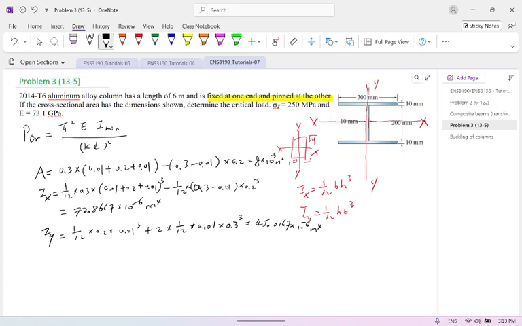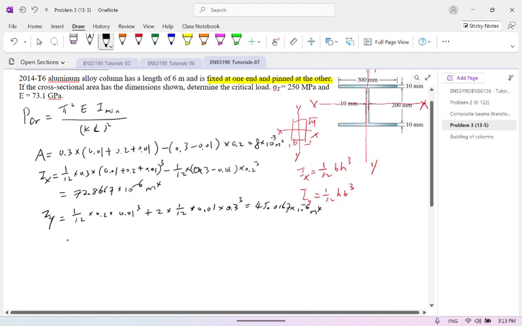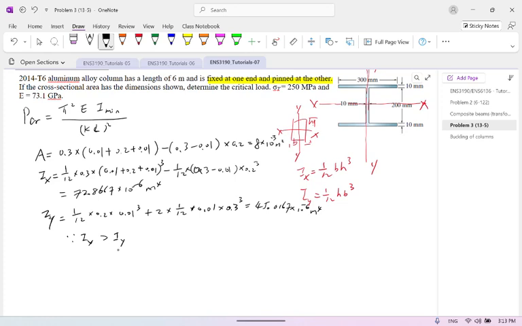Okay. So of course, based on this one, because Rx is greater than Ry, this means the R minimum should be equal to Ry, which is equal to 45.0167 times 10 to negative 6 meter to the fourth. Okay, because this one is R min. So that's why from here we should get these things.